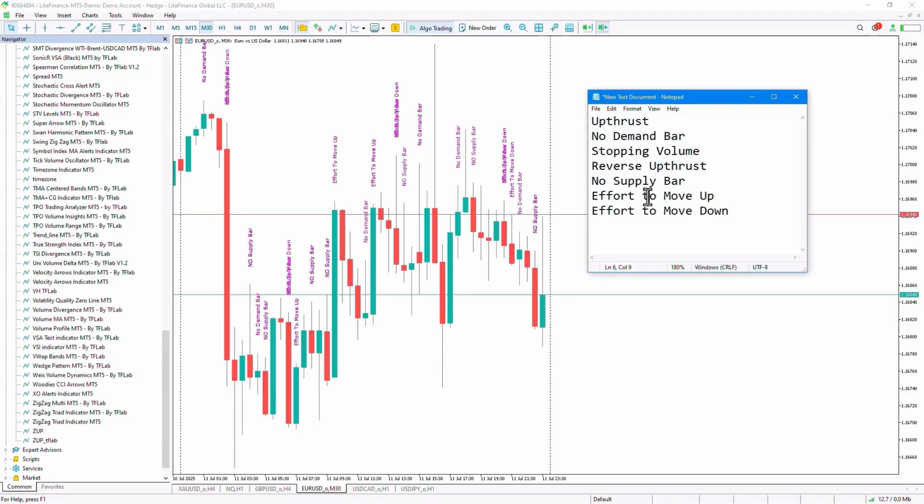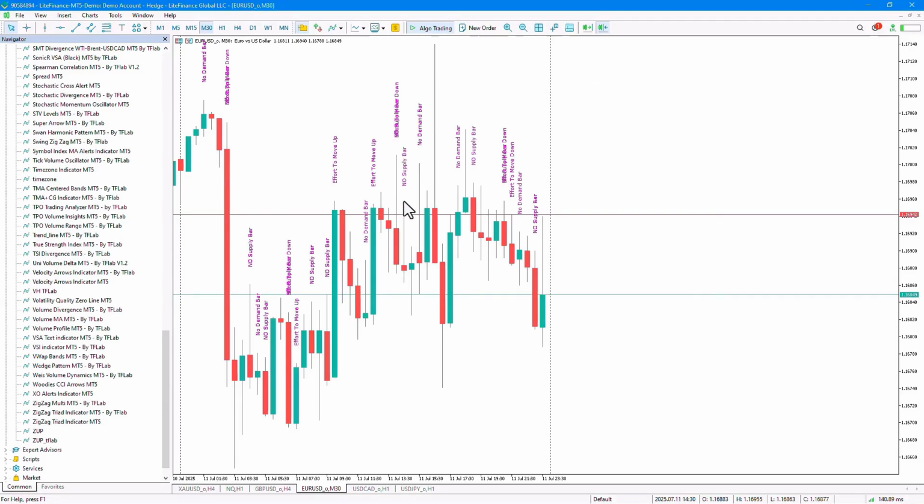The sixth signal is related to effort to move up, which indicates an attempt to start a bullish trend with significant volume. This signal is generated when the spread is wide, the volume is high, and there is a strong bullish candle. And the last signal is related to effort to move down, which indicates a bearish trend with heavy selling pressure. This signal is generated when the spread is wide, the volume is high, and a strong bearish candle is formed. These 7 signals, depending on the conditions, are displayed as text on the candles.